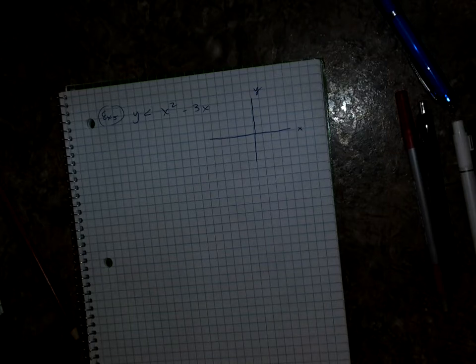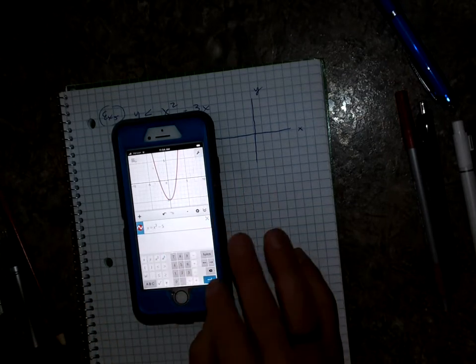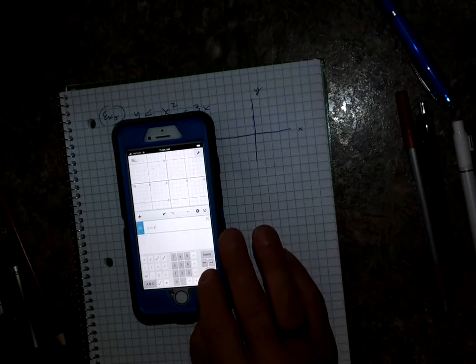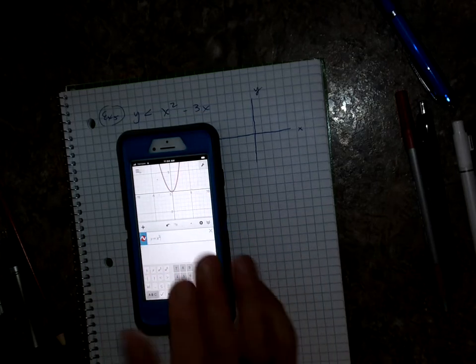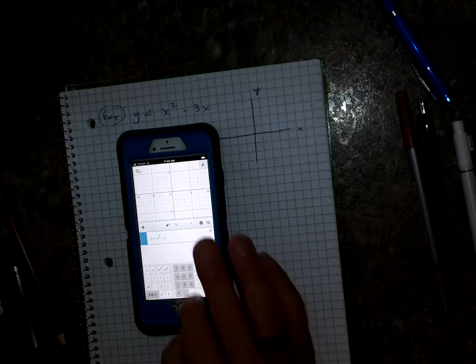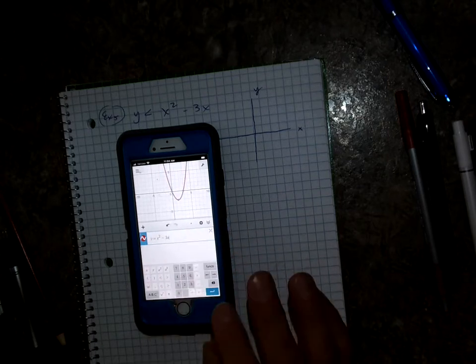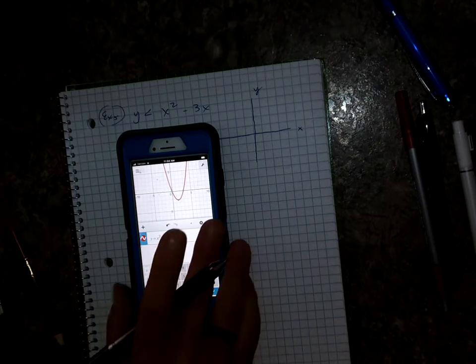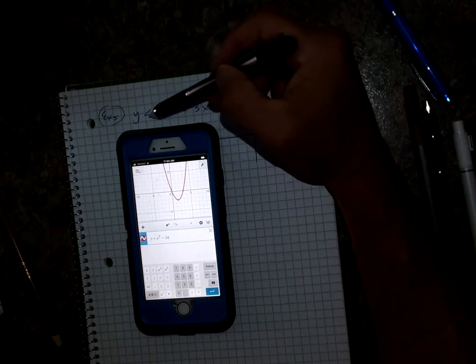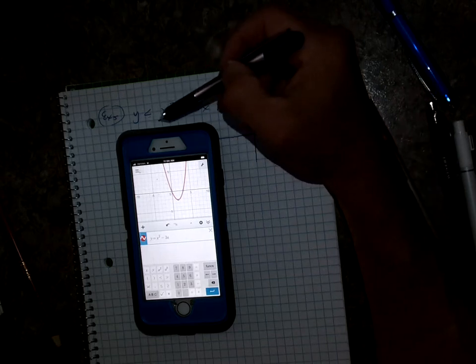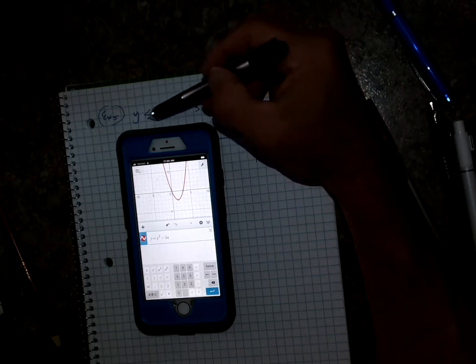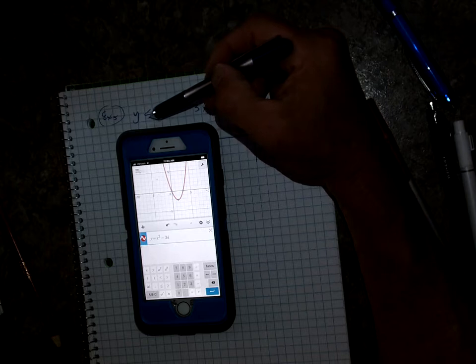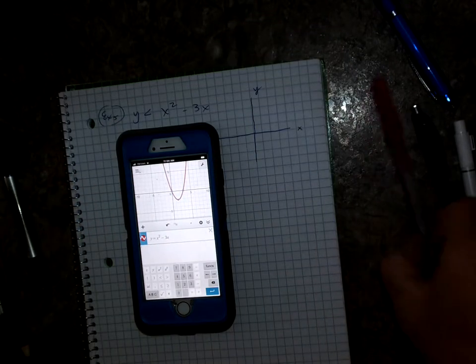So how does it look? Well, I kind of know how it looks, but if you don't, try your Desmos. So, all right, you don't know how it looks. Get rid of all that. We'll go x squared, subtract 3x, and there it is. So, here's the thing. Be careful on this one because it says it's less than but not equal to. So it does not include the line. So how do you show that? Well, you're going to make a dashed parabola line like this.